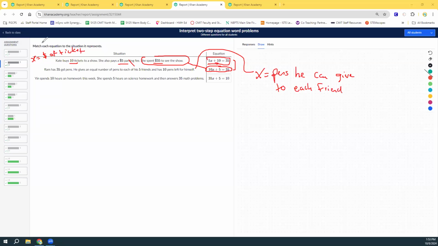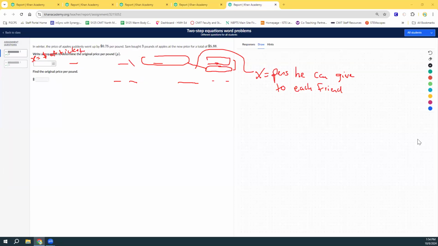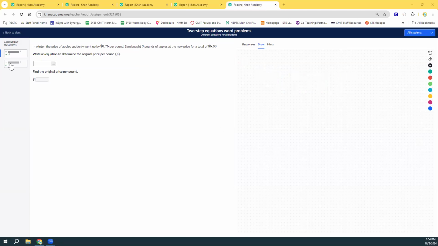All right, last one. Yin spends 10 hours on homework this week. Goodness gracious. 5 hours on science. Why not math? And then 35 math problems. Okay, so this is going to be the X is the amount of time spent on math in hours. All right. Let's do one more problem and then all your traffic light problems this week. There's only 2 to do. We're going to do one of them.